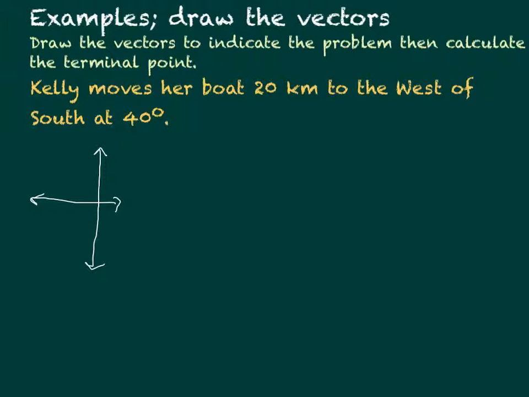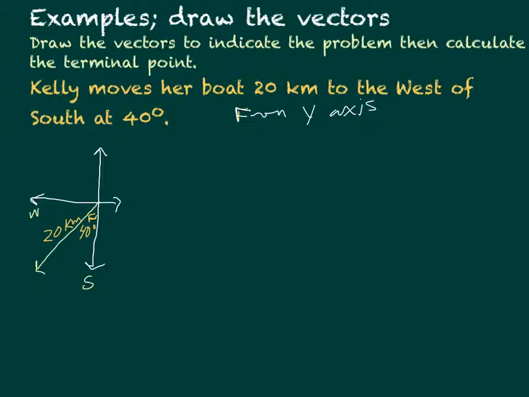All right, and the next one, Kelly moves her boat 20 kilometers to the west of south at 40 degrees. Okay, so west of south, so here's south and here's west. So west of south would be here, and it's 20 kilometers. So that's my radius, and west of south would be 40 degrees. All right, so again, we're going to be measuring from the y-axis. So that means we're going to switch our x and our y in relation to our sine and our cosine.